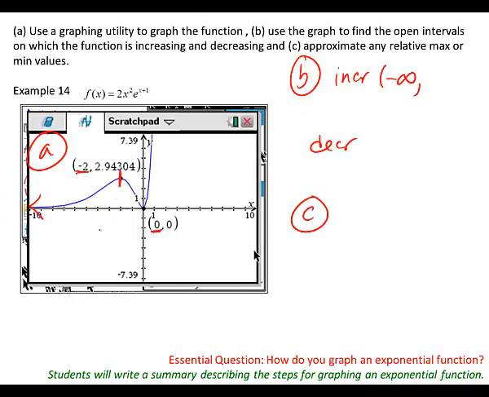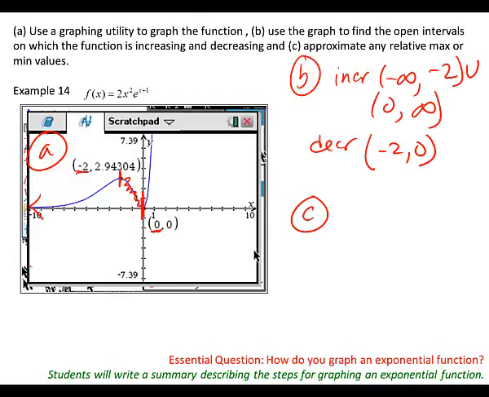Where does it stop increasing? What x value? -2. Good. And then does it increase somewhere else? Yeah, where does it start increasing again? 0, and it stops increasing at infinity. Good. All right, what about decreasing? This little chunk in here where it's going down. What interval is that? Good.